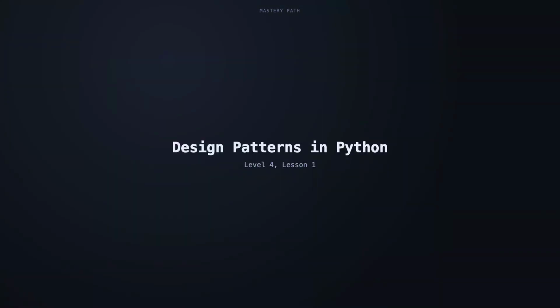First stop, design patterns, but the Pythonic versions, not the Java textbook versions. Python's first-class functions and dynamic typing mean a lot of classic patterns get dramatically simpler here. We'll look at 4 of them: factory, strategy, observer, and singleton.